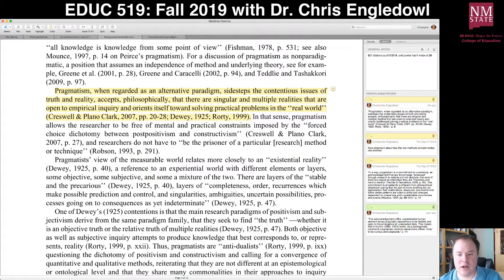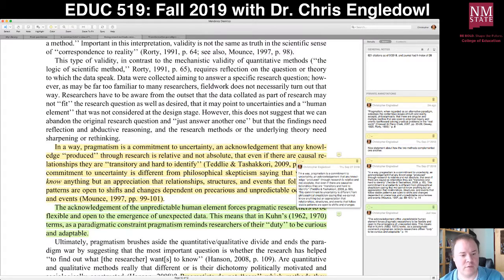And then another quote that I found helpful in thinking about pragmatism. This article was really helpful because it describes how pragmatism worked in a specific study that they conducted. So if you haven't read this yet, please do read it. It's very helpful. And then a couple of quotes here at the end that I found helpful as well.